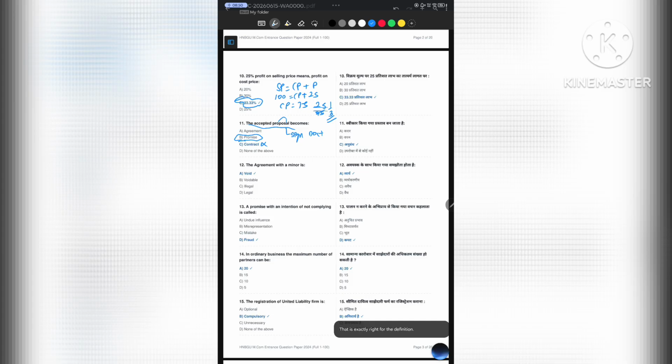That is exactly right for the definition. When a proposal is accepted, it becomes a promise as defined in the Indian Contract Act. Would you like to move on?